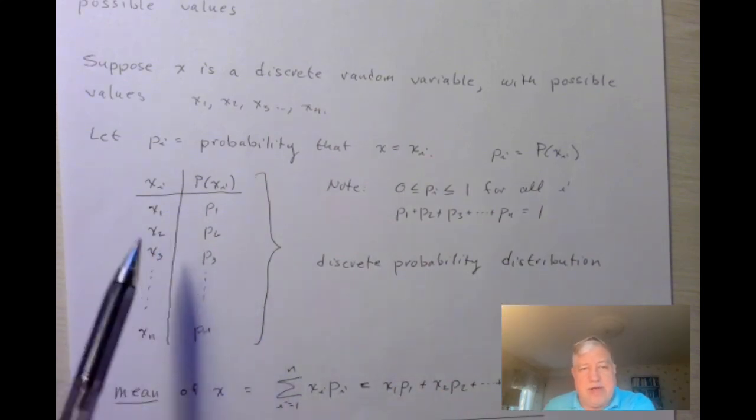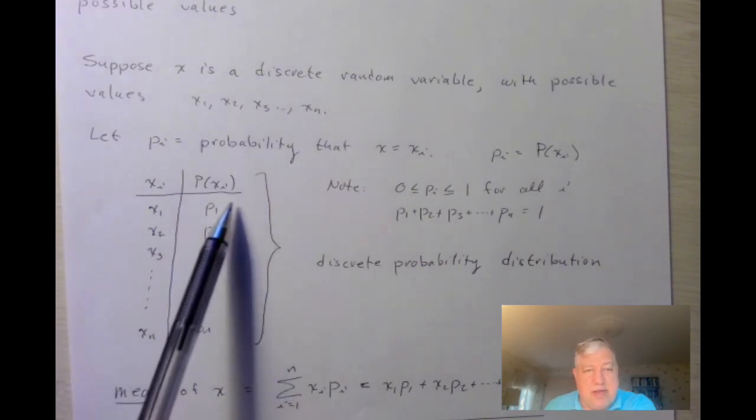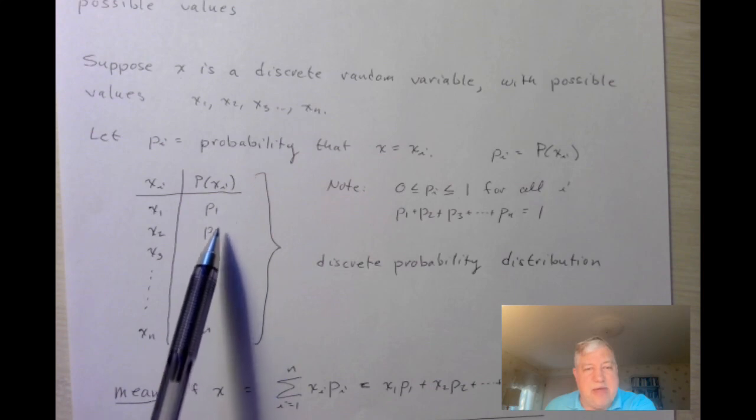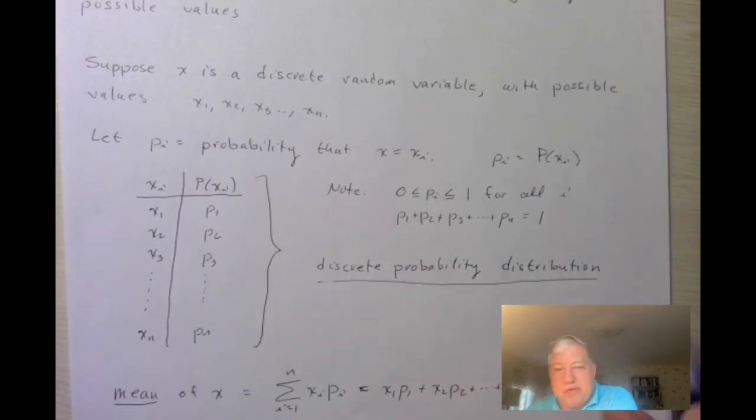And what I've done here is I have two columns, where we have all the possible values of x and the probabilities that x is equal to those values. And this is what we call a discrete probability distribution.